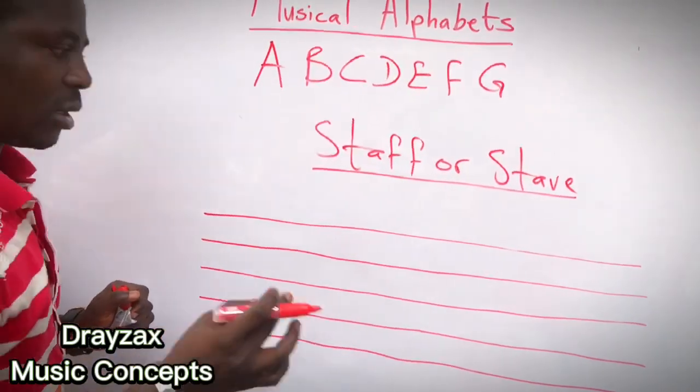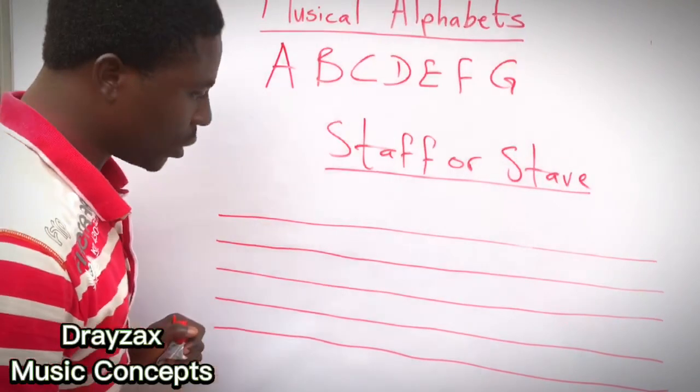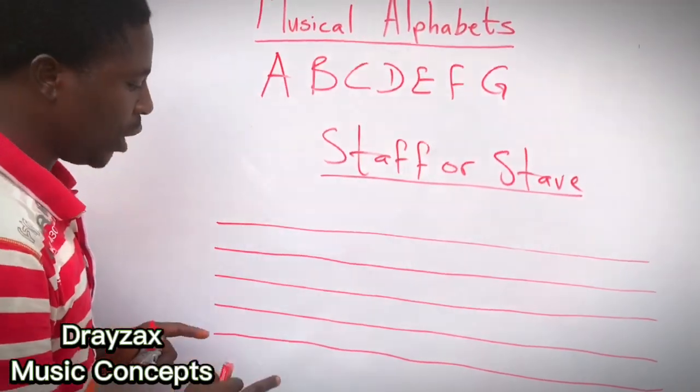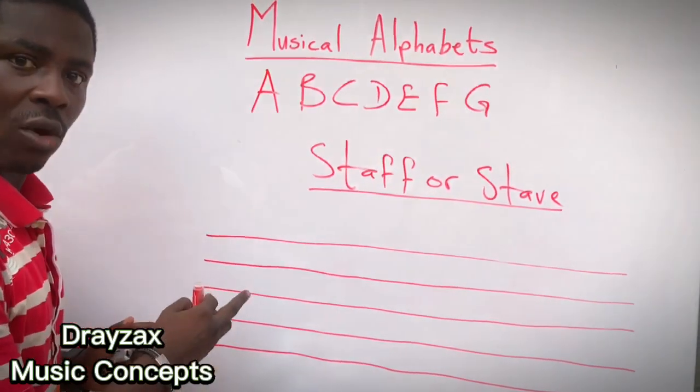What do I call it? Staff. If you're just joining us, I just explained the musical alphabet, and now we are doing the staff. 5 lines and 4 equal spaces.